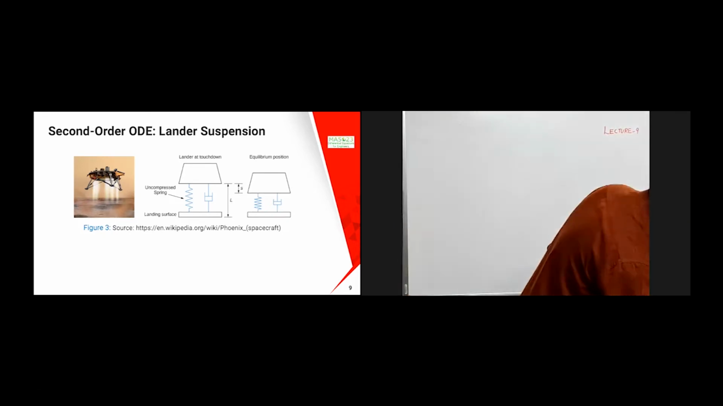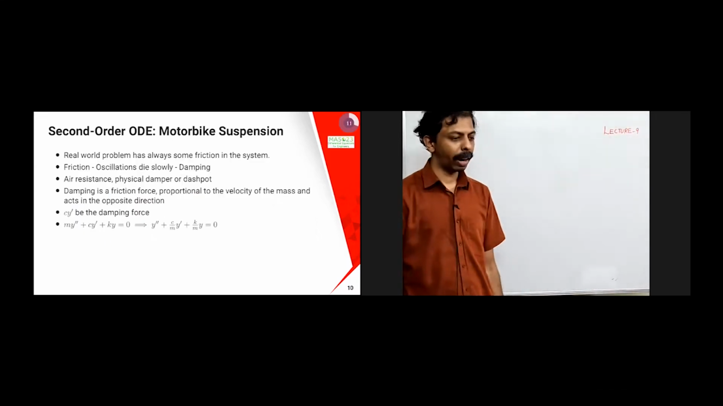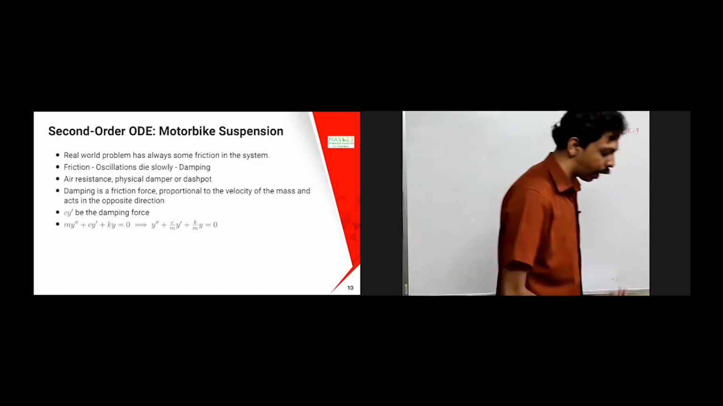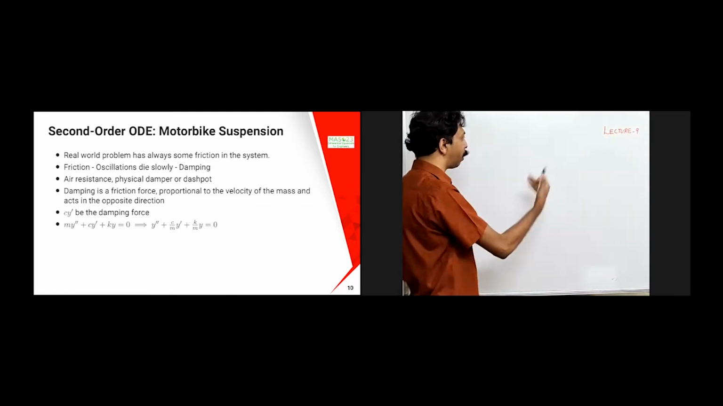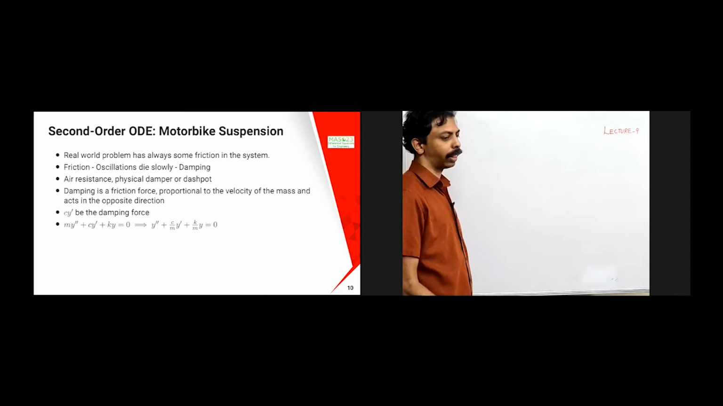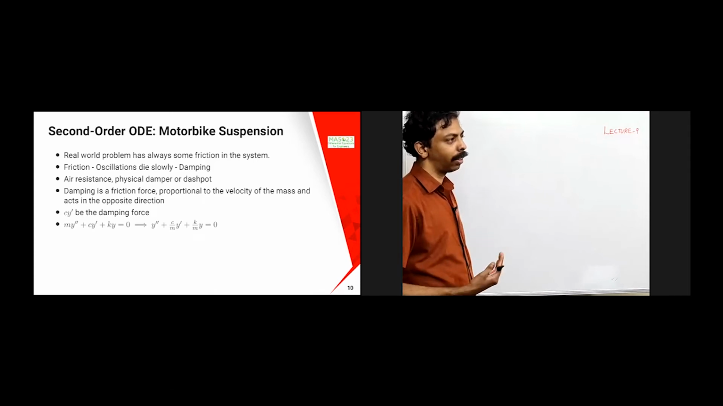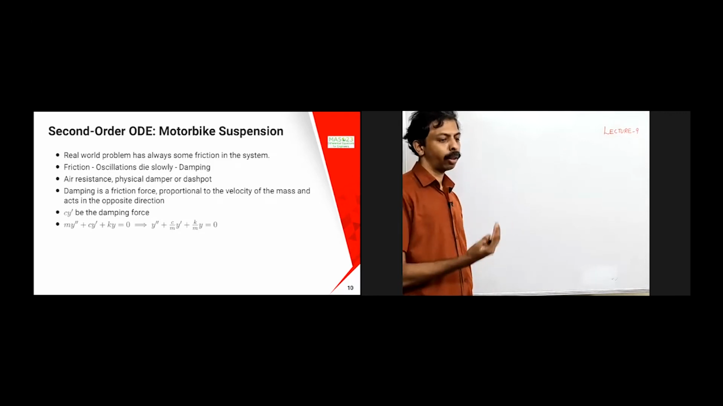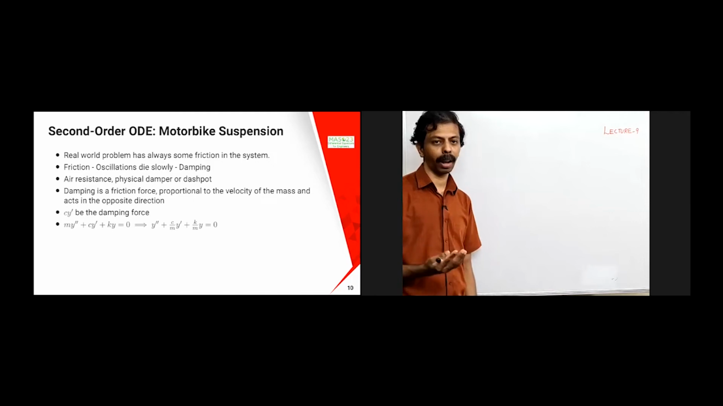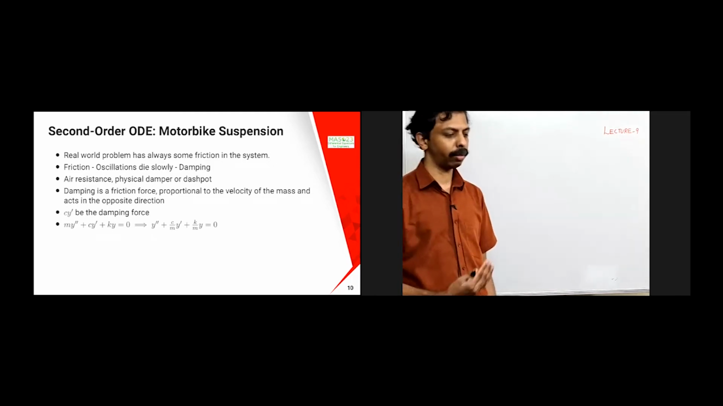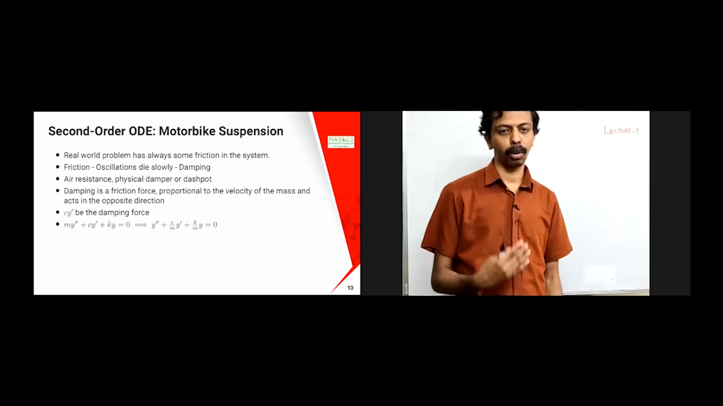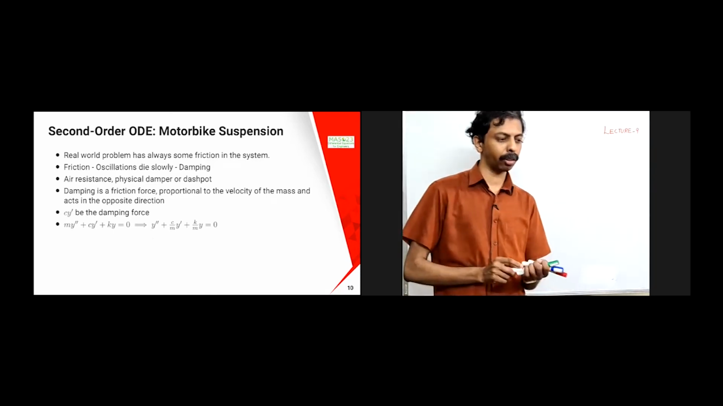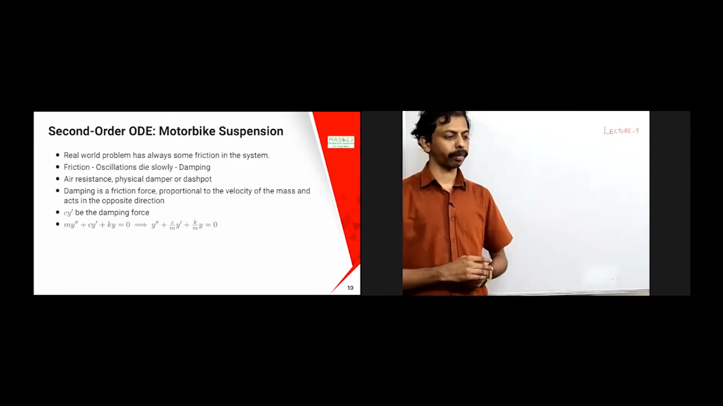So for that purpose we have the spring. Now, about the motorbike suspension in reality: in this problem we were oscillating, but we neglected the friction, or we assumed that there is no friction. But in reality there will always be friction. The friction is going to make the oscillation die slowly. Due to the friction, the oscillations will die slowly, which is called damping. And you will have air resistance, which is called a physical damper, or the air dashpot. The dashpot will also be there. So air resistance will be the physical damper you can produce, and then you can produce some dashpot. These are all things that make our oscillations die slowly.